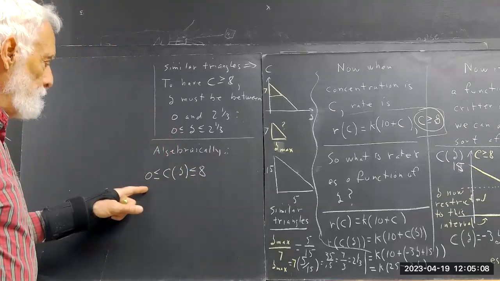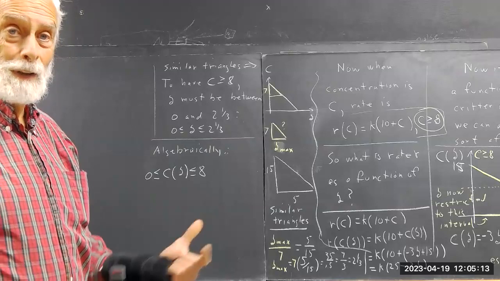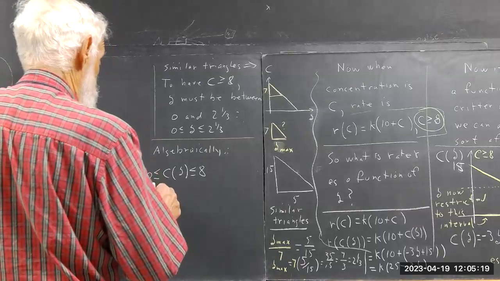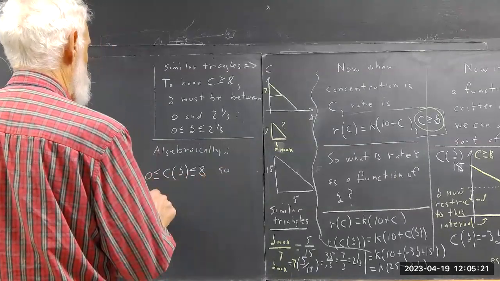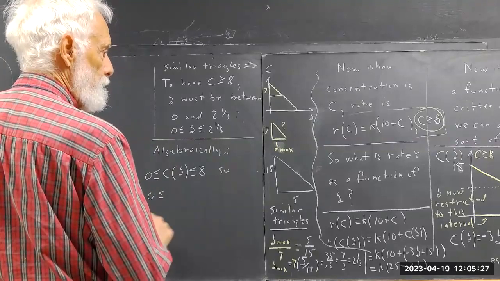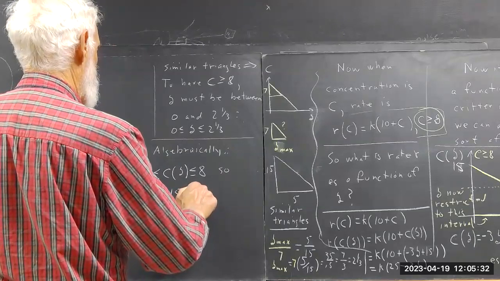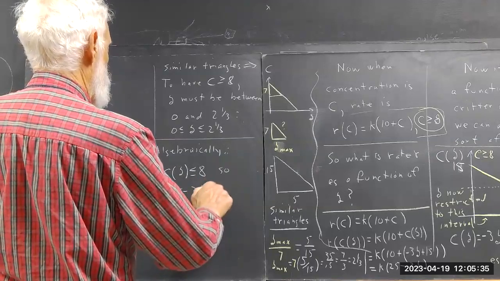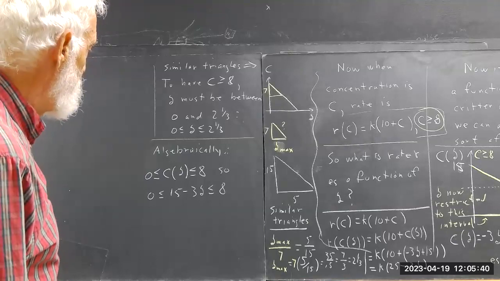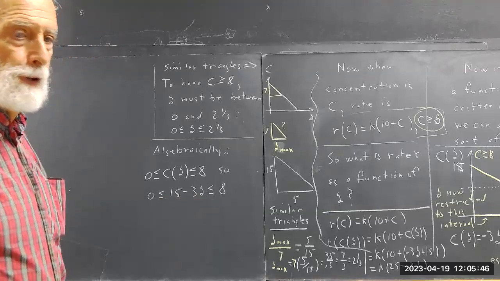See, C has to be between 0 and 8. And why 0? Well, it can't be less than 0. We can't have a negative concentration of food. Okay. So we could write 0 less than or equal to 15 minus 3 delta less than or equal to 8. Okay, now what do you do to solve that inequality?